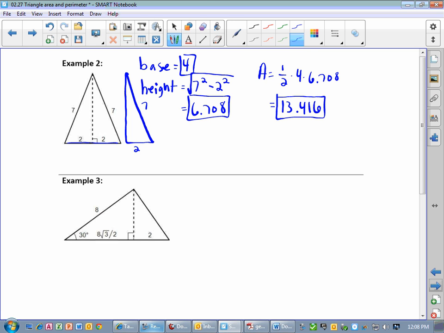And then finally we want a perimeter. So to get the perimeter, we add up all 3 sides. So this side was 4. This side is 7. And this side is 7. And so we get a perimeter of 18.